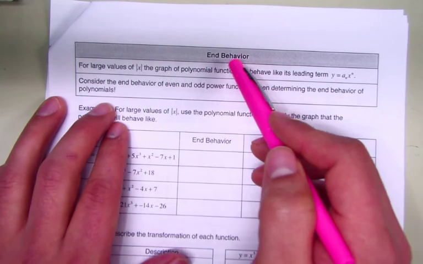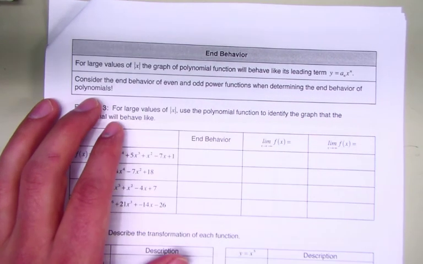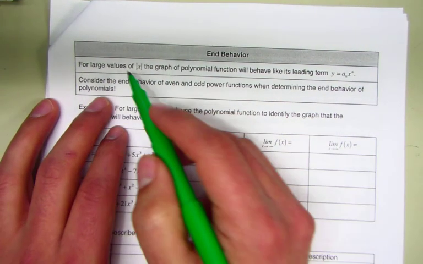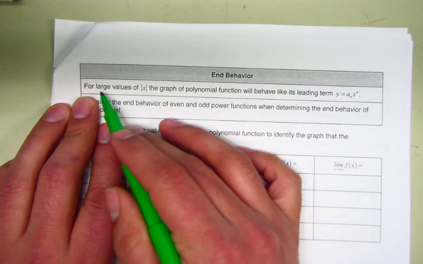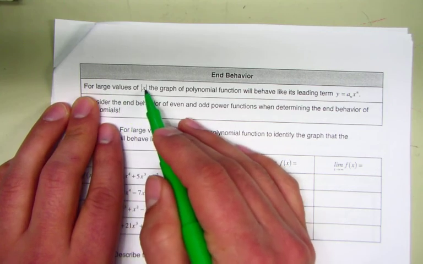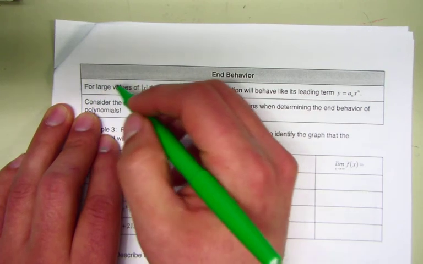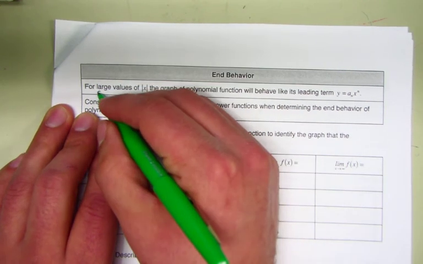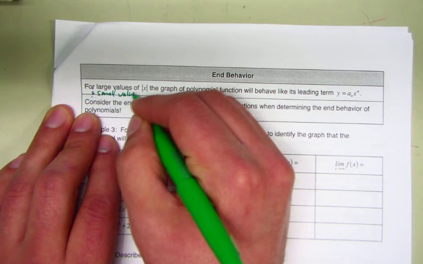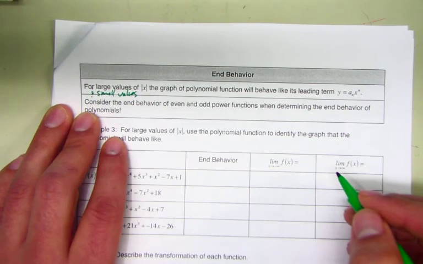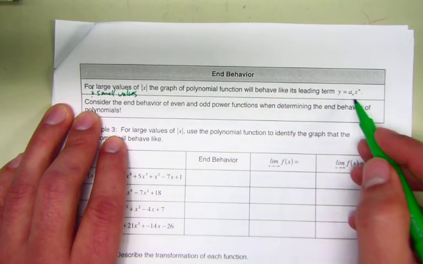So right here is kind of a recap of the end behavior. I'm going to add a little bit to this. This might be a little confusing unless you're really familiar with the notation. But what this means is, for large values of the absolute value of x, all that's saying is that for large values and small values of x, the graph is going to look just like the leading term.